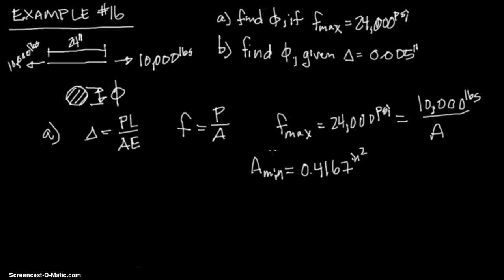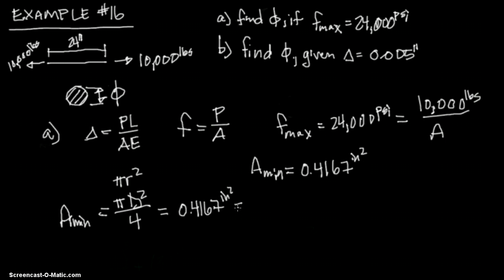Now you need to find the diameter, because they didn't want you to find the minimum area, they want you to find the minimum diameter. So all you have to do is plug this into your area equation, which is either pi r squared, or, typically more useful when you're looking for diameter, pi d squared over 4. And that will equal your area, A min, equals 0.4167 inches squared.